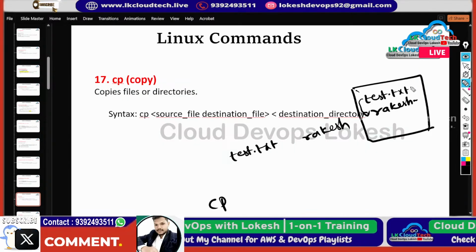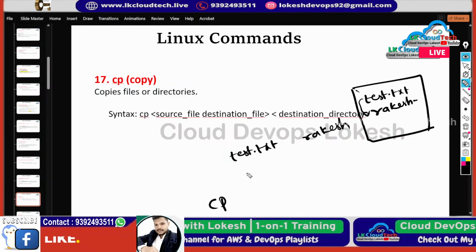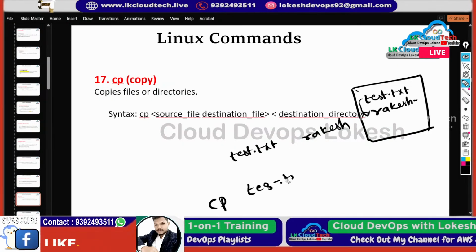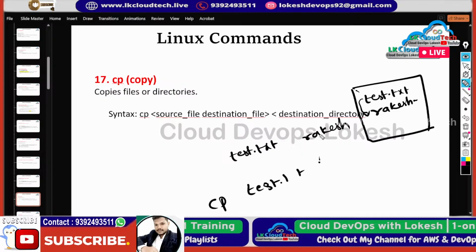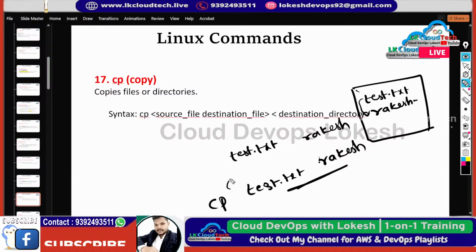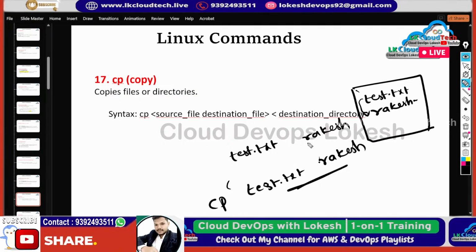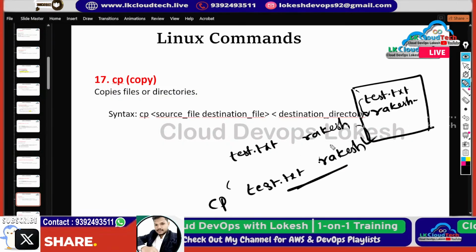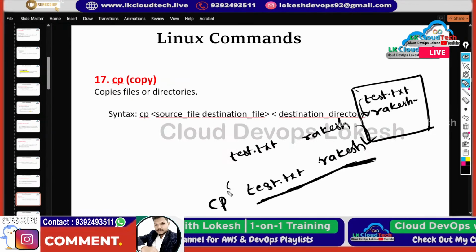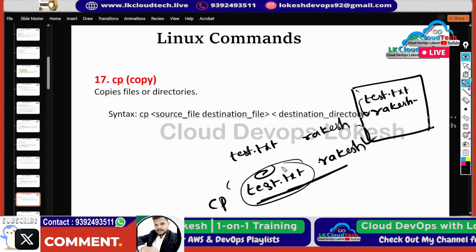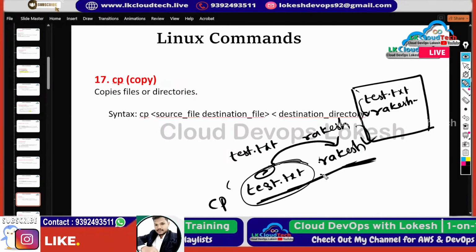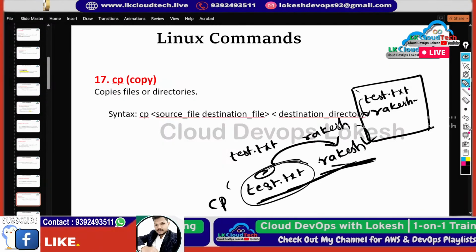Same place. Simply you need to use test.txt, and then Rakesh. You can use it like this. Simple, no need for recursive, because there is nothing inside, right? There itself you are copying. Clear? So simple. Source and destination is like this. Copy whatever source file you are copying to Rakesh. Clear? Any doubts? You can ask me directly.